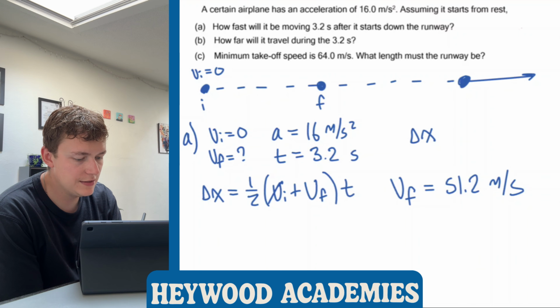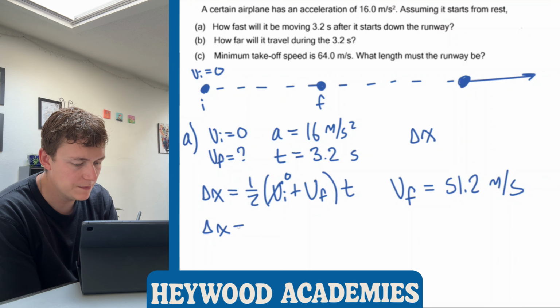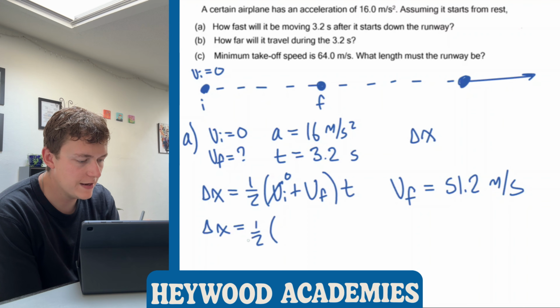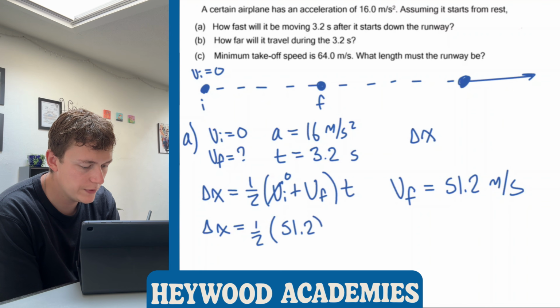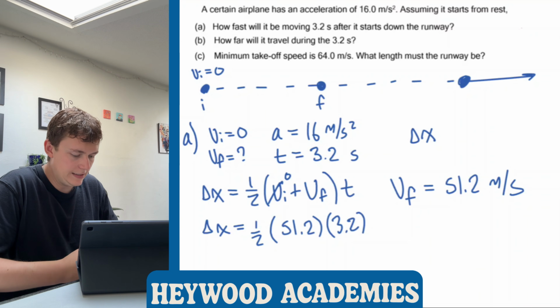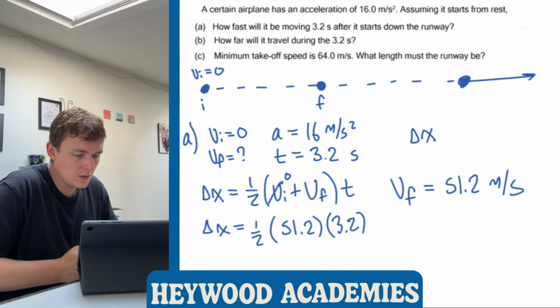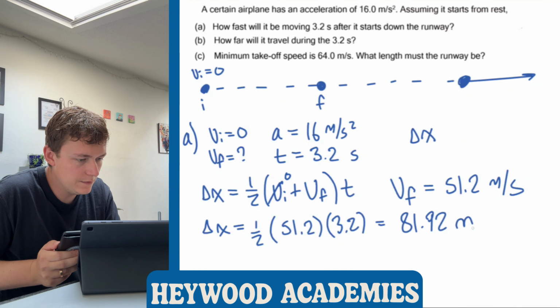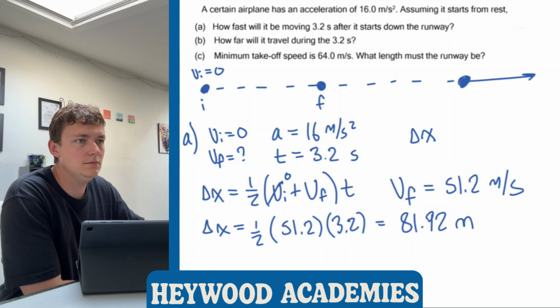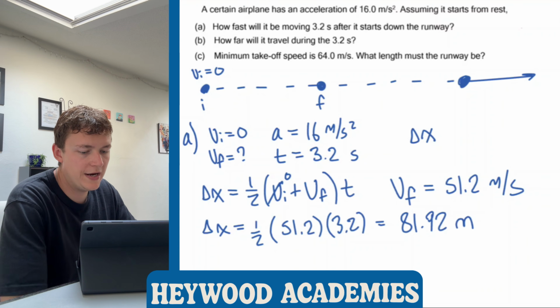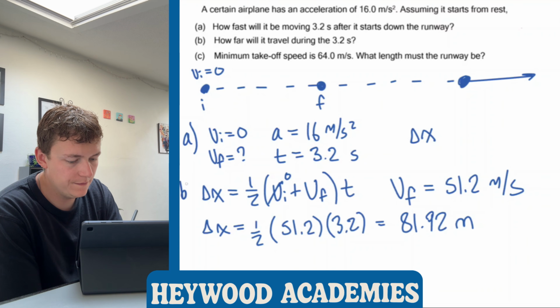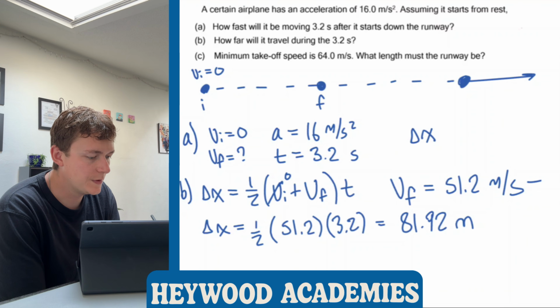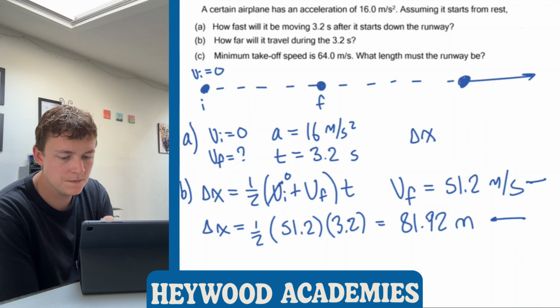Now we know the initial is 0, so we can get rid of that, and then we can plug in our numbers here. The final velocity we figured out was 51.2, and the time was 3.2. So I'll plug that in the calculator: 0.5 times 51.2 times 3.2 is 81.92 meters. So those are our answers for part A, and this one was for part B.